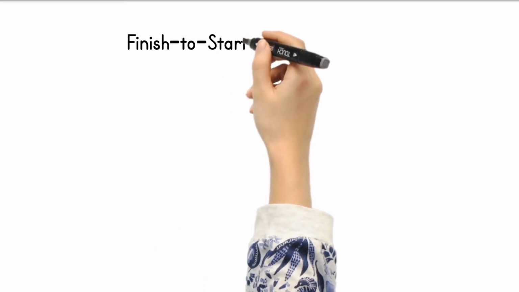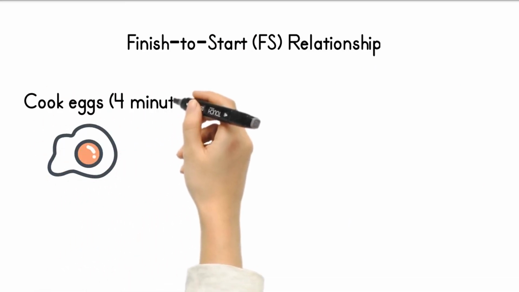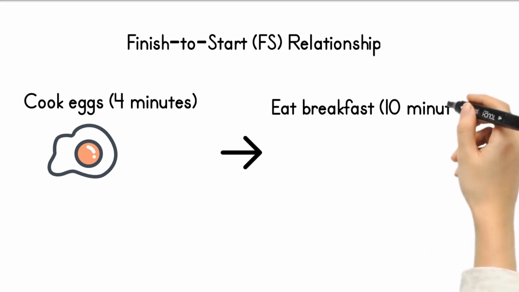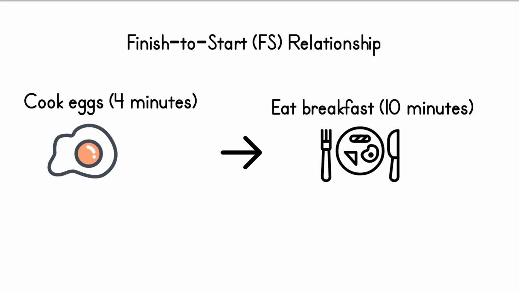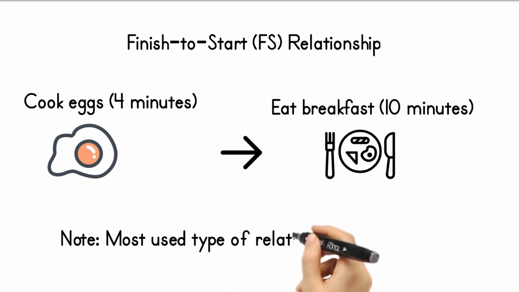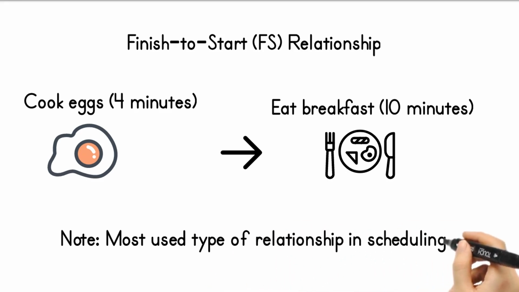The first type of relationship we will discuss is the finish-to-start relationship. We will use the food analogy of eggs and breakfast. After you finish the activity of cooking the eggs, you can then start the activity of eating breakfast. This type of precedence relationship is the most used type of relationship in scheduling.